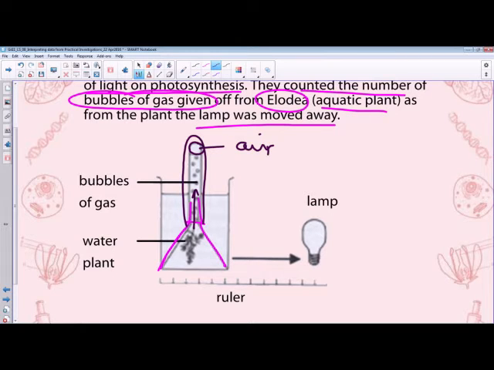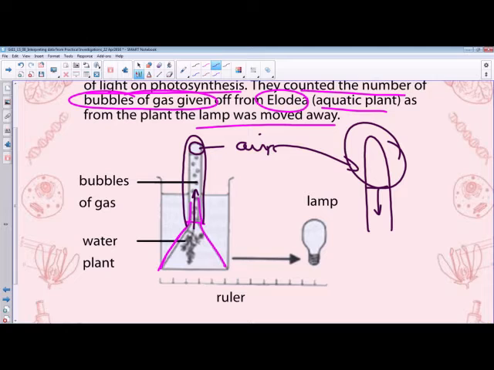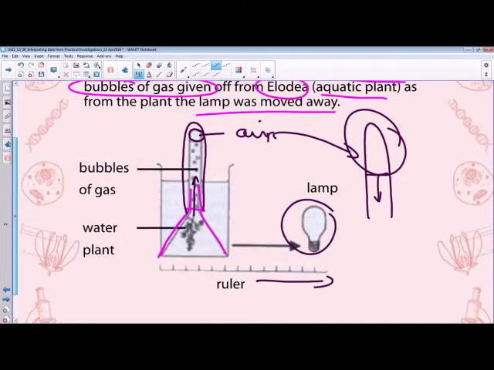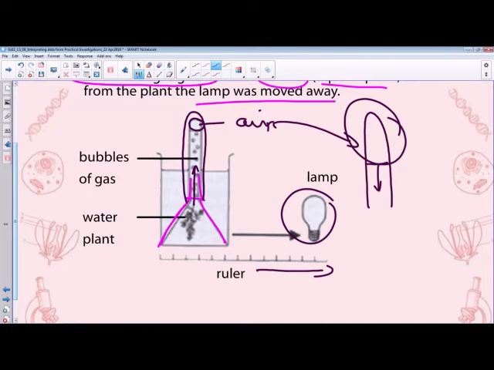and as the bubbles are given off, it starts to displace the amount of water, and eventually at some point you're going to find that the volume of air increases and the level of water decreases. So based on the volume of air collected, it could be an illustration of the degree or the rate at which photosynthesis occurred. And the variable that they've manipulated here is the light intensity, and we see that the light source was moved further away, and the intensity of photosynthesis was measured by counting the number of bubbles.